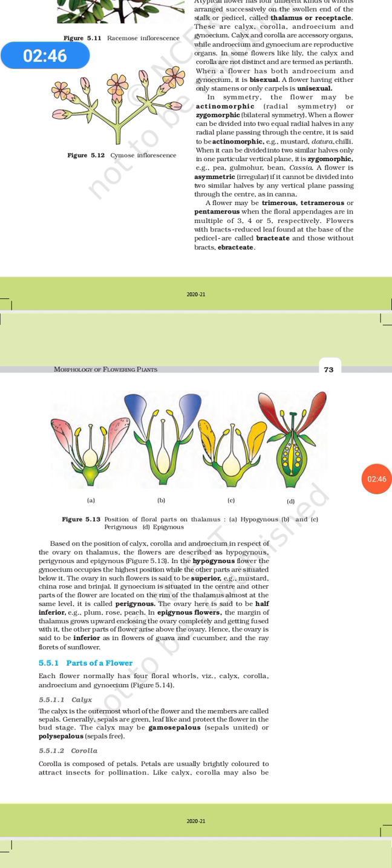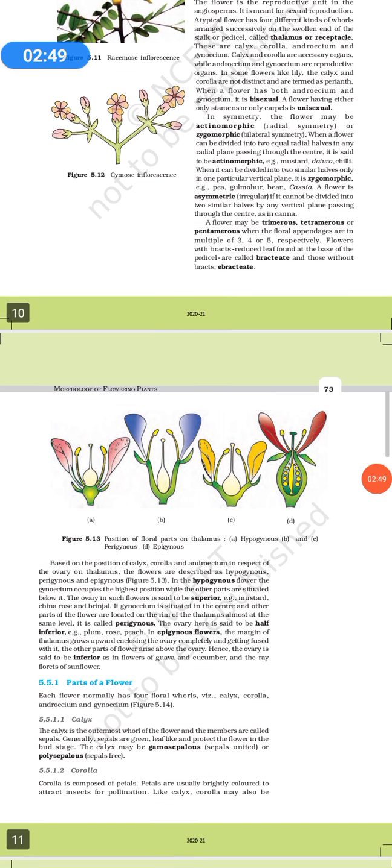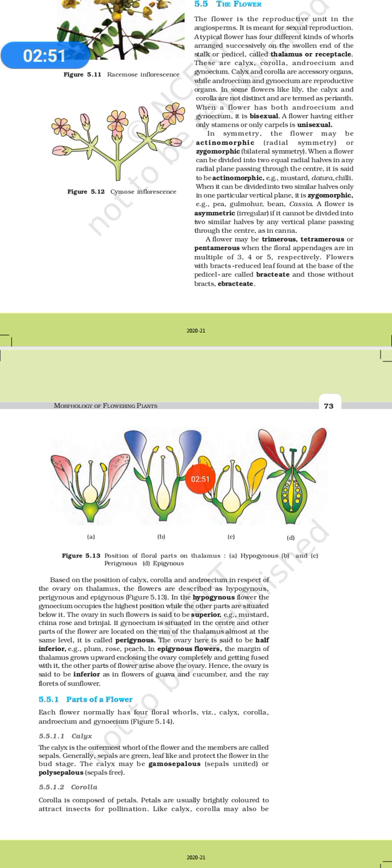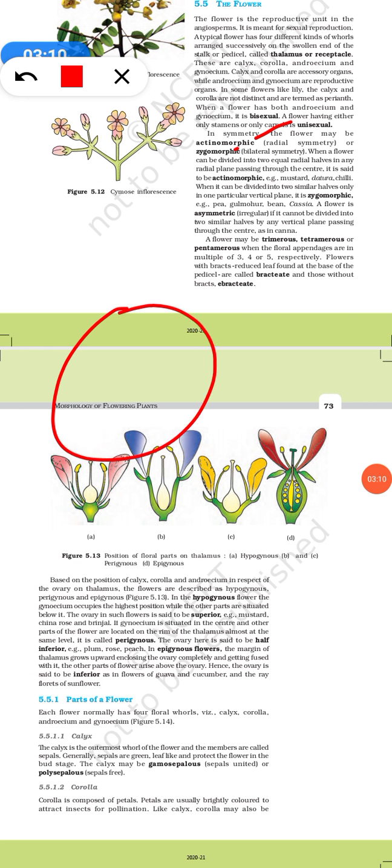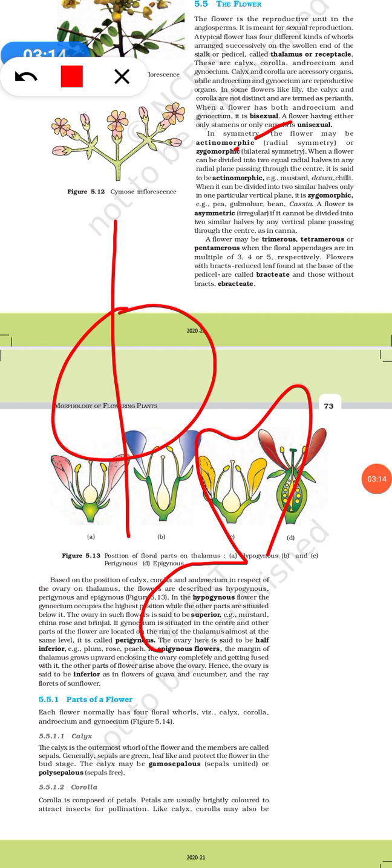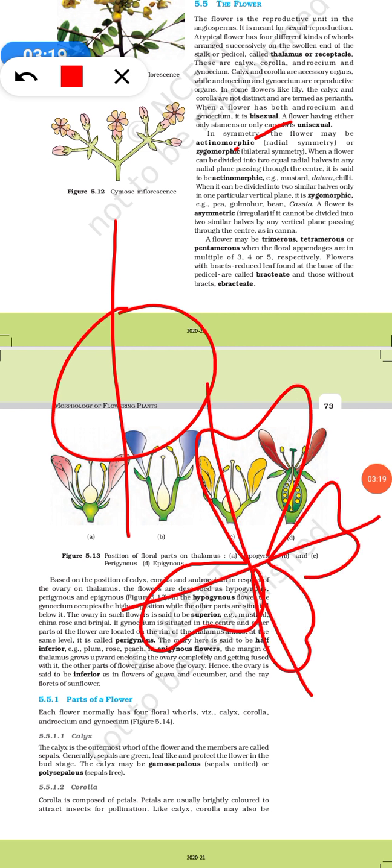If we're talking about the symmetry of the flower, it may be actinomorphic or zygomorphic. So what is actinomorphic? When the flower can be divided into two equal radial halves, then I say it is actinomorphic. So the flower is there, and radially I can divide the flower. Then I will say it is actinomorphic.